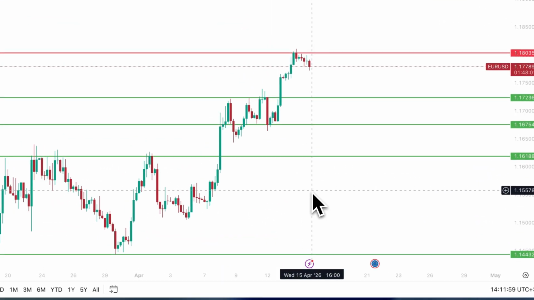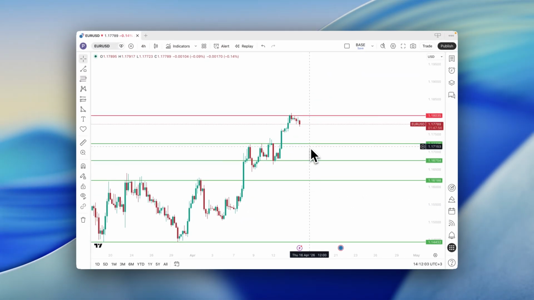But how I place support and resistance lines would be taking recently formed highs and lows and then simply seeing where the price action failed to break below or above and then managed to turn. So this is a very simple guide as to how you could place your support and resistance lines on TradingView.